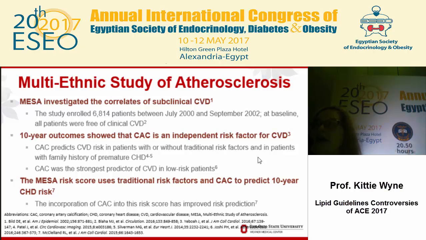So I mentioned MESA and coronary artery calcium. MESA is the Multi-Ethnic Study of Atherosclerosis. It's a study that enrolled over 6,000 patients who were free of clinical cardiovascular disease at entry, and then they followed them prospectively. One of the markers they followed was coronary artery calcium, or CAC. And they found that in this population of low-risk patients, that was actually the strongest predictor of developing cardiovascular disease. So their risk score includes your traditional risk factors plus CAC to predict a 10-year CHD risk.